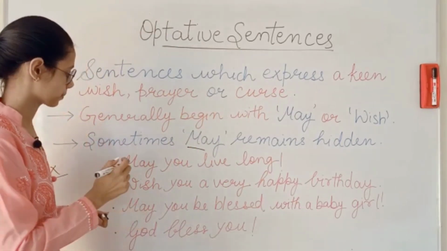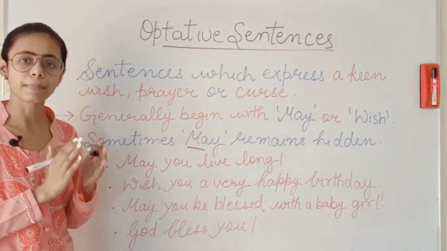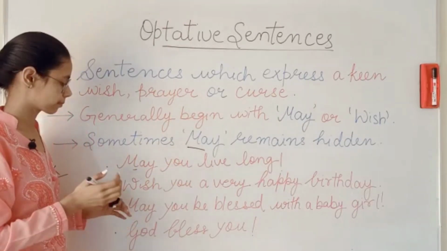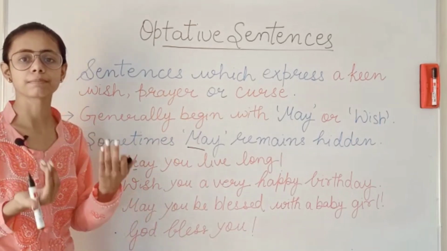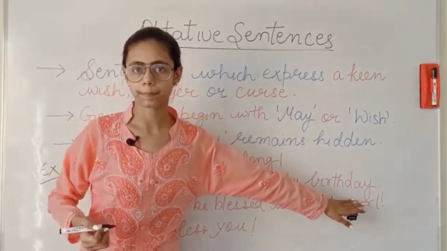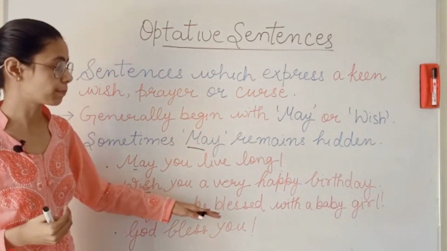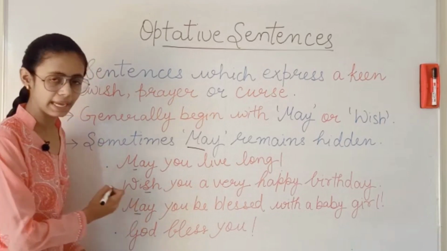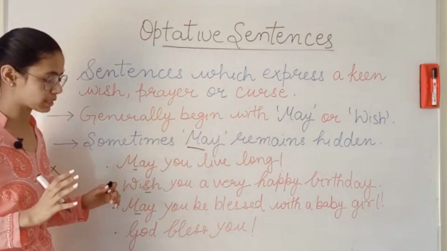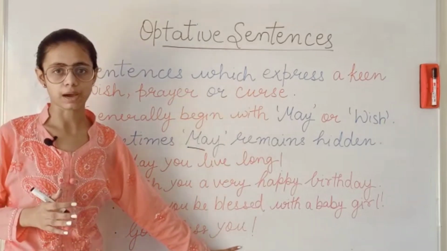Some examples here. May you live long. This sentence begins with may and it ends with an exclamatory mark. The second one, wish you a very happy birthday. This sentence begins with wish and ends with a full stop. The third one here says, may you be blessed with a baby girl. It begins with may and ends with an exclamatory mark. Fourth and the last one says, God bless you. It ends with an exclamatory mark.